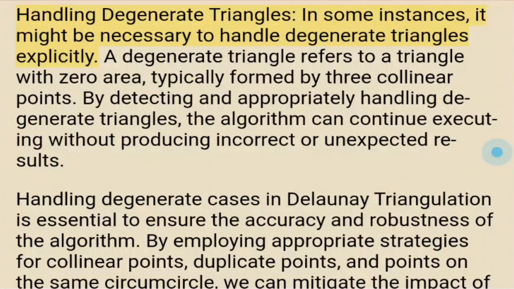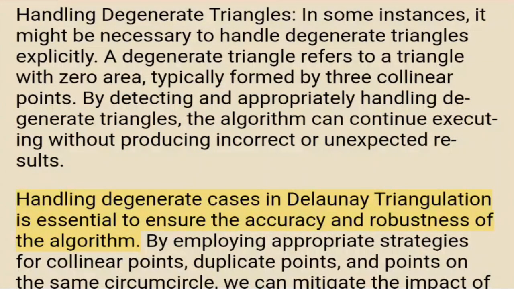Handling degenerate triangles. In some instances, it might be necessary to handle degenerate triangles explicitly. A degenerate triangle refers to a triangle with zero area, typically formed by three collinear points. By detecting and appropriately handling degenerate triangles, the algorithm can continue executing without producing incorrect or unexpected results.